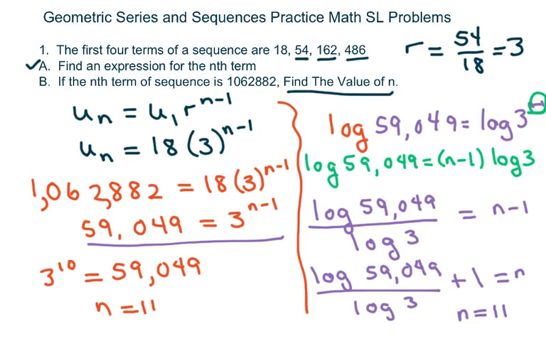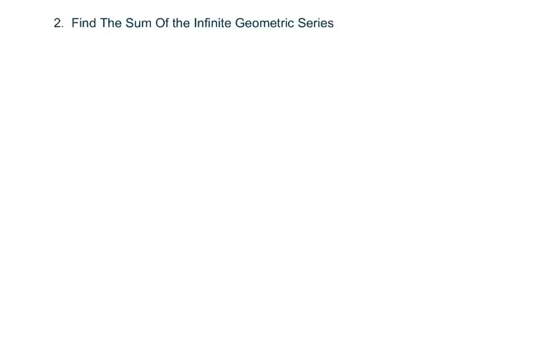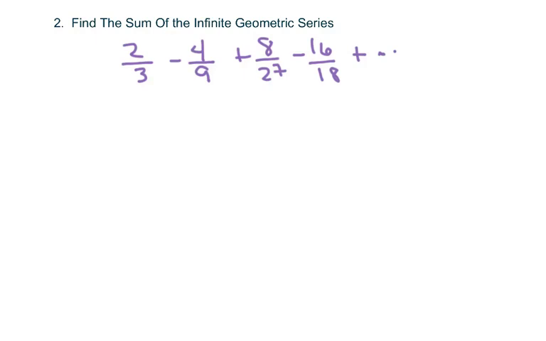Okay, the next problem we have is find the sum of an infinite geometric series. And our series is 2/3 minus 4/9 plus 8 over 27 minus 16 over 81 plus dot, dot, dot. They're hard to write on here.